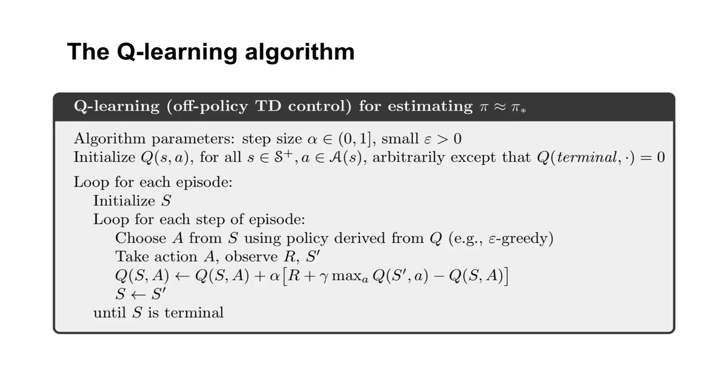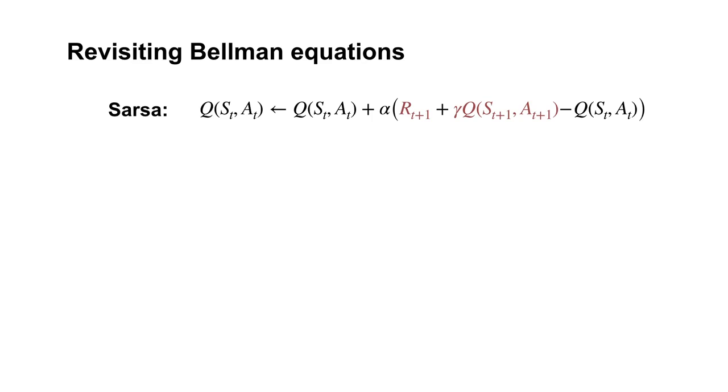With so many familiar elements, what's new about Q-learning? Well, the new element in Q-learning is the action value update. Here, the target is the reward, R_{t+1}, plus gamma times the maximum action value in the following state. This differs from SARSA, which uses the value of the next state action pair in its target. Why does Q-learning use a max instead of the next state action pair?